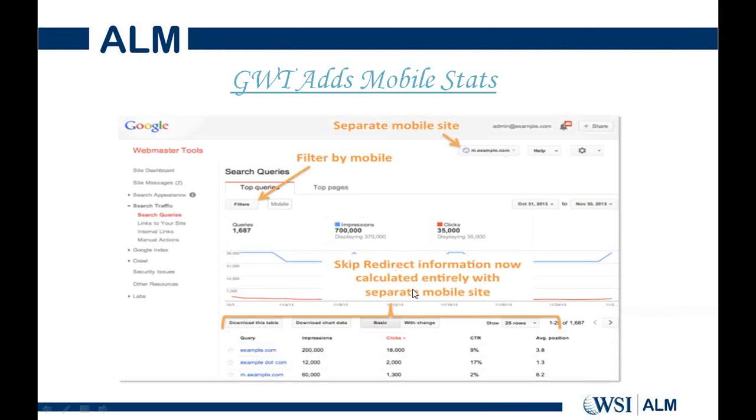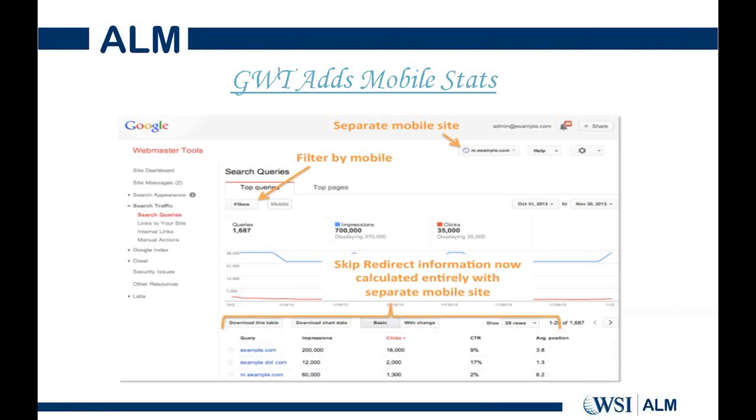Now, a lot of this information you can also get from your analytics account, but Google Webmaster Tools is good information, especially when it comes to keyword related data. It's raw, it's unfiltered, so there's a lot of good information that you can get out of your Webmaster Tools account. And they've added this enhancement of reporting mobile stats.